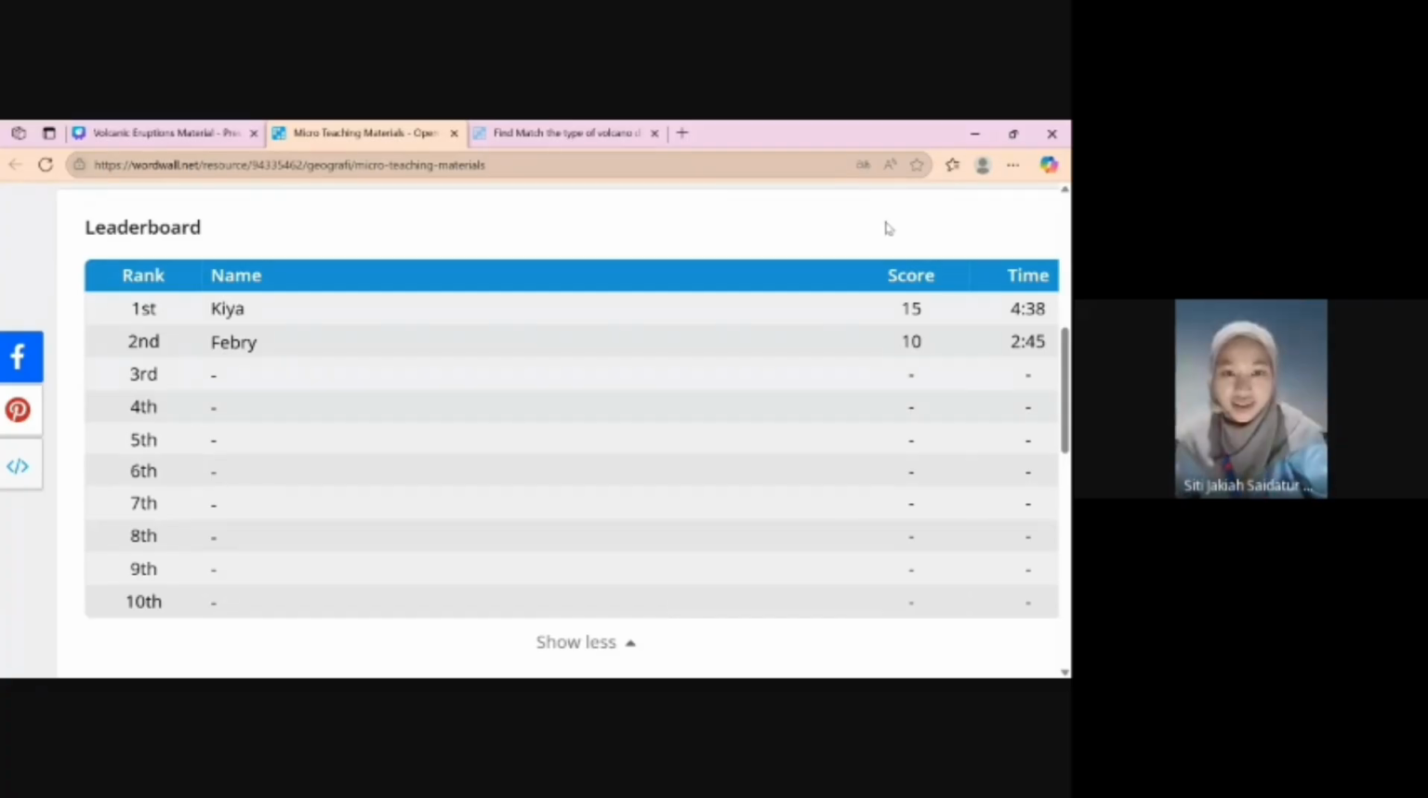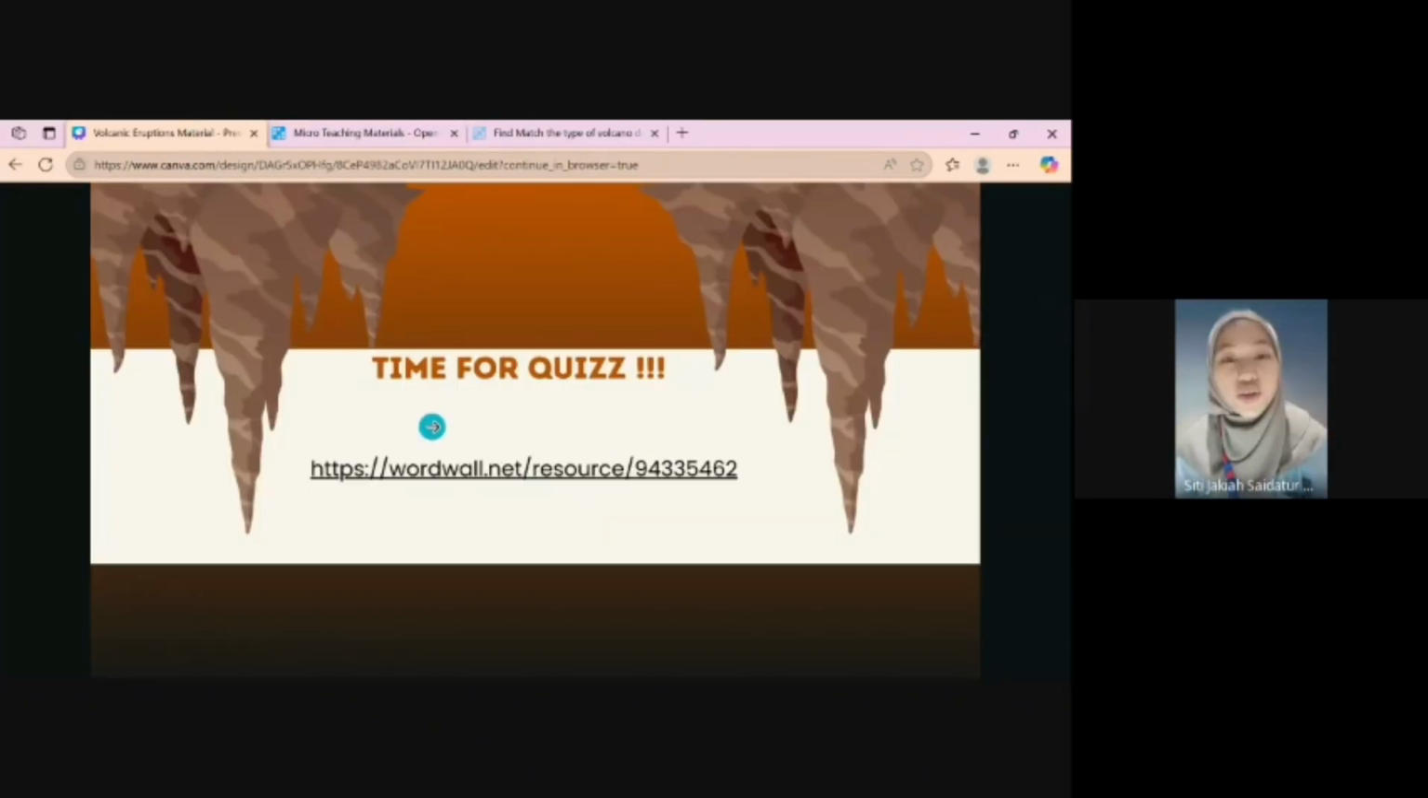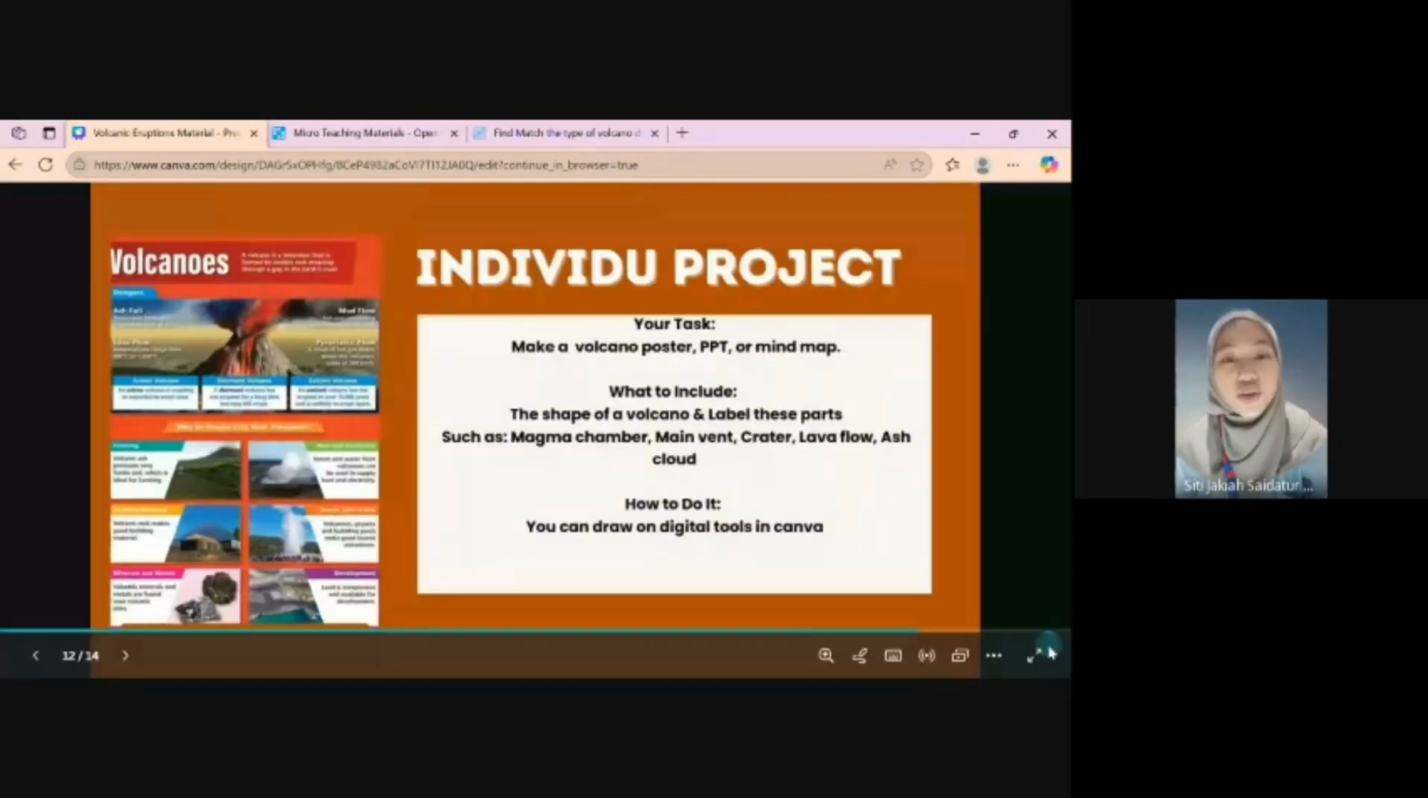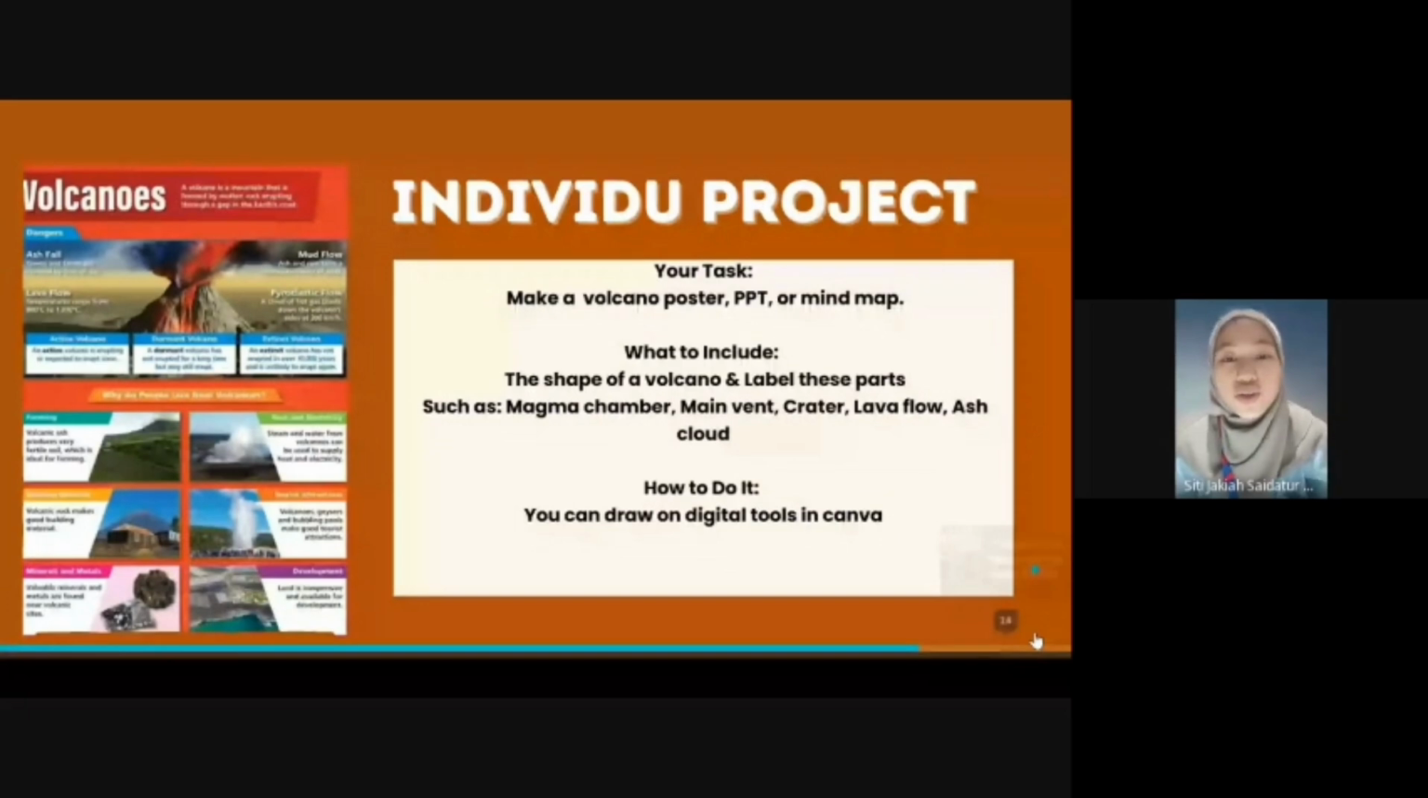Wow. Okay, good job. And for Kanaya and Rifan, I think the connection is still bad, so I need to refresh the leaderboard. Okay, I will show you the result.